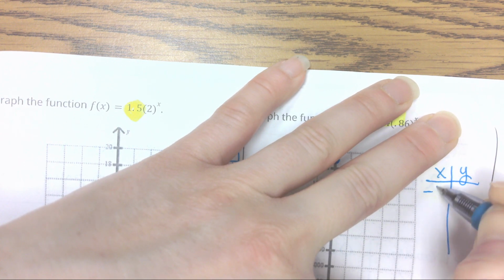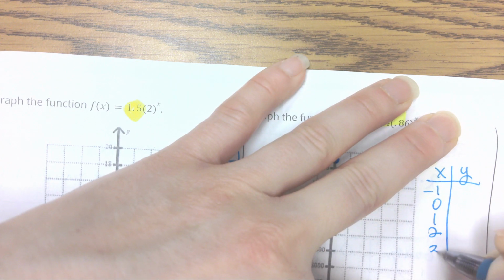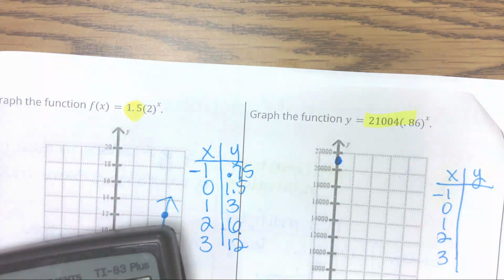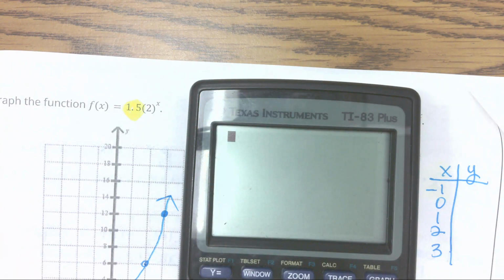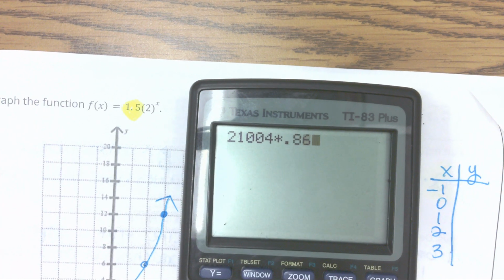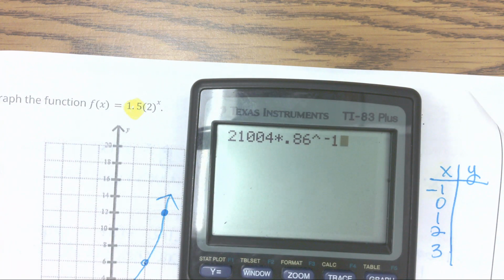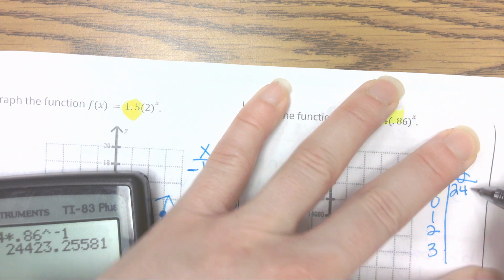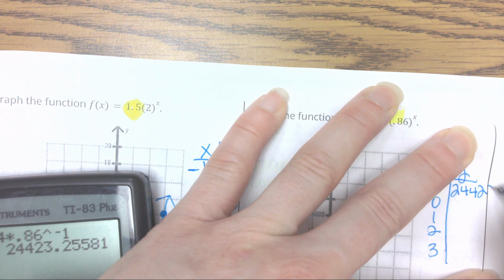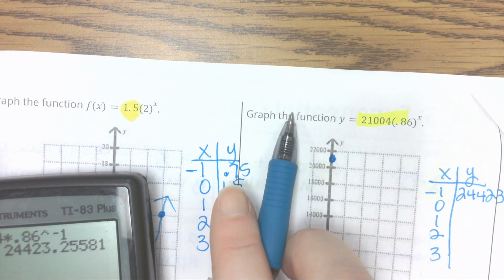I already did 0. Let's do a couple points, okay? What are we multiplying by? 0.86. Okay. So if you wanted to see how you put this in your calculator, you do 21,004 times 0.86, and you'd raise it. If I wanted to do the -1, I'd raise it to the -1, and I'd get 24,423. Do I really have room to put that on there? No. But if I had some space up here, it would be somewhere up here.